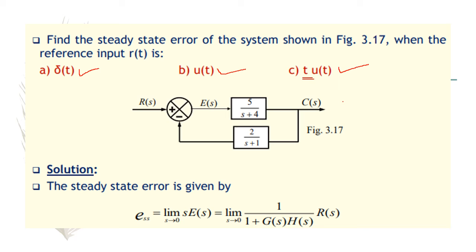Now the given problem has this block, that is R of s. The error signal is E of s. The forward path is 5 divided by s plus 4, and the feedback path, which is a negative feedback path, is 2 divided by s plus 1. The steady state error formula is again as it is: ESS is equal to limit s tends to 0 of s into E of s. So what is E of s? E of s is nothing but R of s divided by 1 plus G of s into H of s.